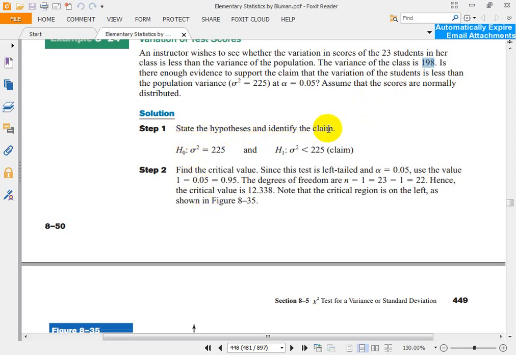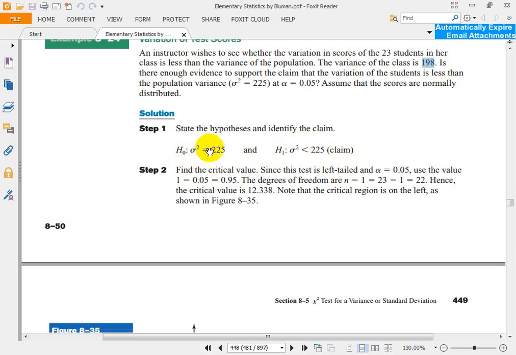State the hypothesis and identify the claim. So here sigma squared is equal to 225 because that is the population variance. That is the null hypothesis. And here the variance value is less than 225, so the alternative hypothesis will be sigma squared must be less than 225, and that is the claim. Don't use less than or equal to.